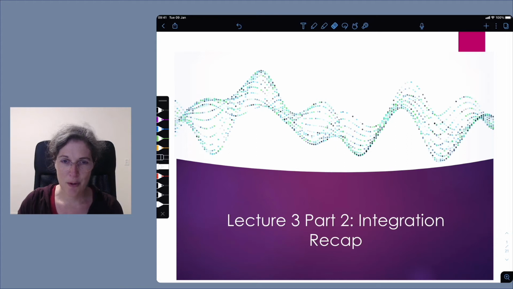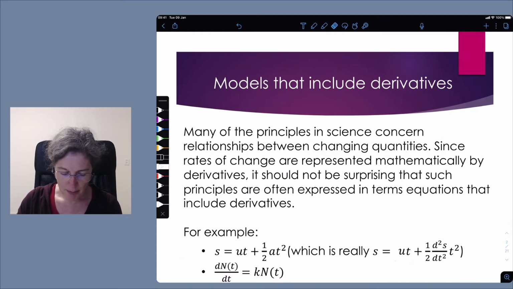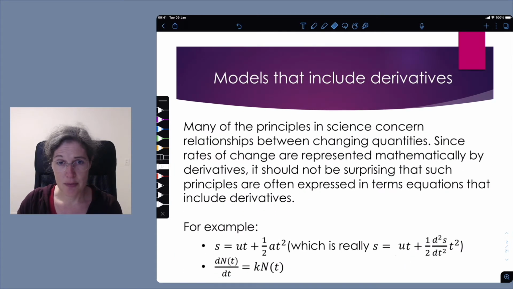Okay, so time for our integration recap. It's going to be pretty quick, so if you're feeling hazy about your integration, please just spend some time going through it and mostly spend time doing examples, because just like with differentiation, it's really all about practice. I can tell you stuff, but unless you actually spend time working with the concepts, it ain't going to happen.